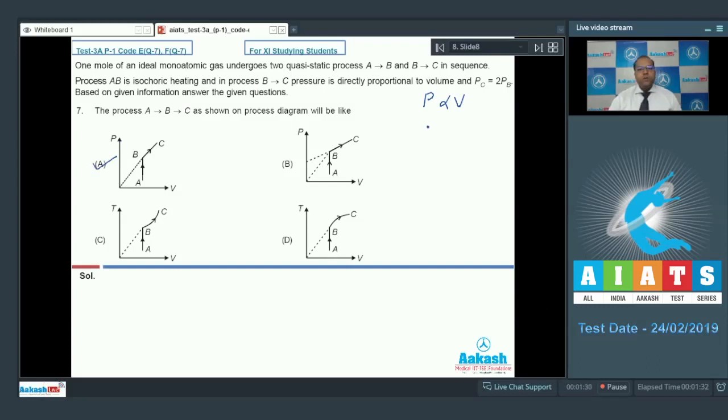As I know, P is proportional to T by V, so this can be written as T is proportional to V square. So if I draw the plot between T and V, then the process AB is isochoric heating. So as the pressure is increased, the temperature will increase. So this representation of AB is correct. And in the process BC, T is proportional to V square, which is an upward parabola. So option C is correct and D is wrong. So the correct answers for question number 7 are options A and C. Let's move to question number 8.